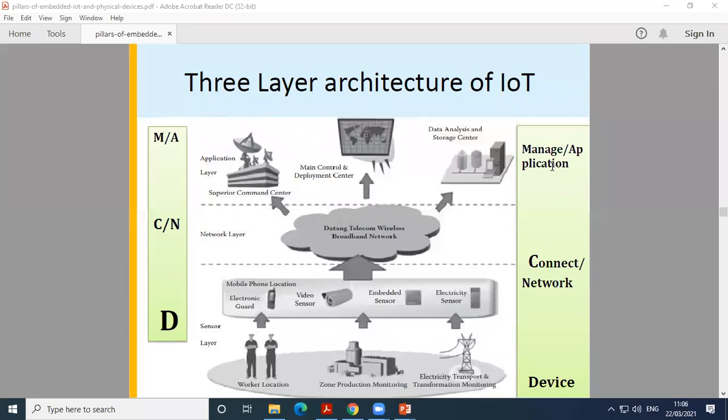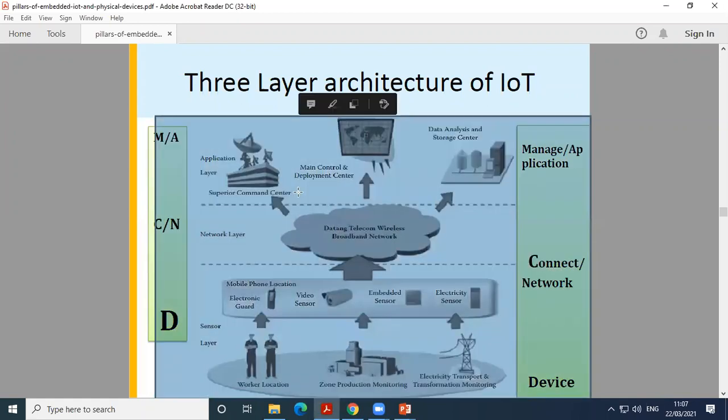But some industries or service providers divide these layers into 9 layers, as per their applications or their need. So these 9 layers can be, here you can see the 9 layers.